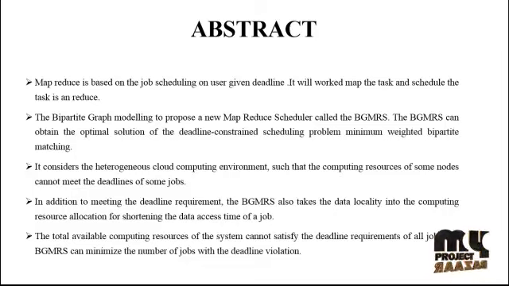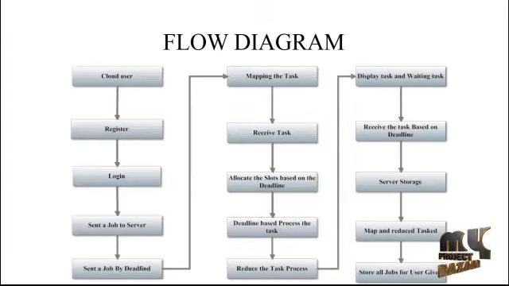The PGMRS is used to schedule jobs based on deadlines using MapReduce. Map receives the tasks, and reduce is used to schedule tasks for the given slots according to the user-given deadlines. Our project flow diagram. In this project, we are developing a PGMRS-based map and reduce of the tasks using deadline-based scheduling.